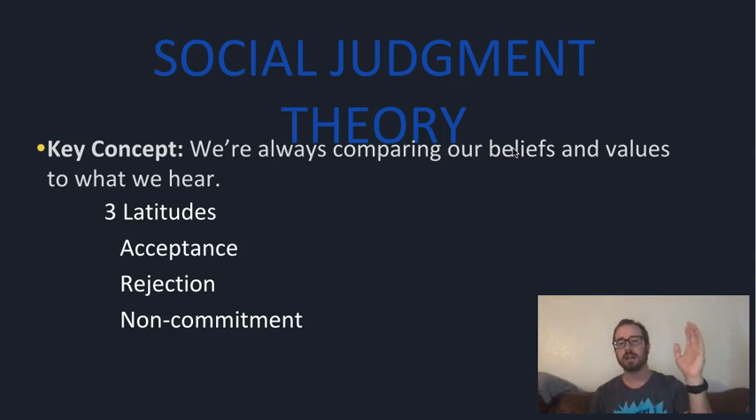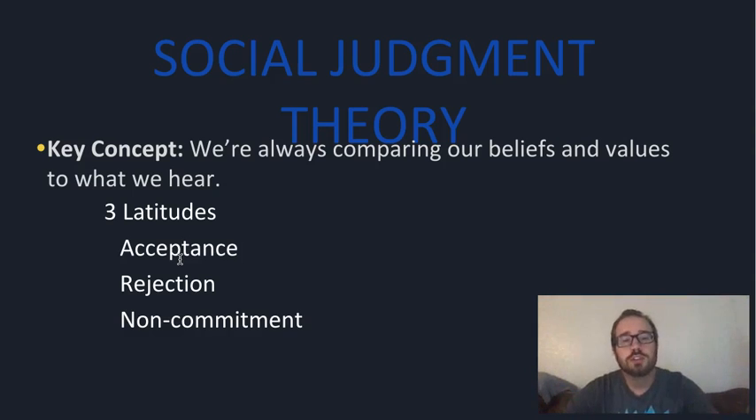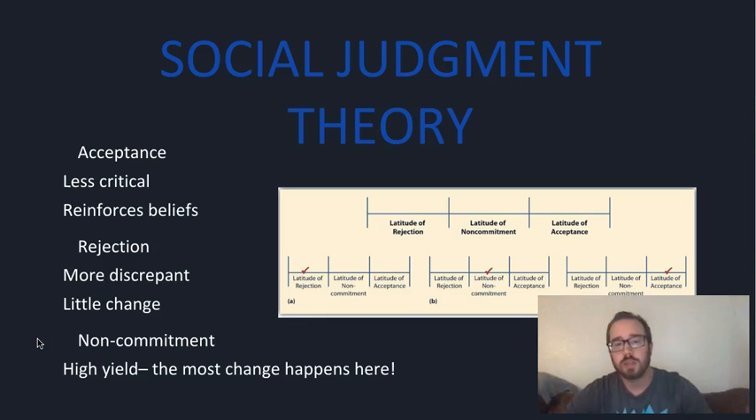The BAV we talked about in the past. We compare it to our existing beliefs, attitudes, and values, and then make a determination of whether we fall into one of these three latitudes, whether we accept the new information, reject the new information, or if we're non-committal, which might sound familiar. An audience can be accepting, rejecting, right? Friendly, hostile, neutral, right? It all comes together, y'all. So there's three latitudes of social judgment theory: acceptance, rejection, non-commitment. And we determine that by comparing our beliefs to what we hear.